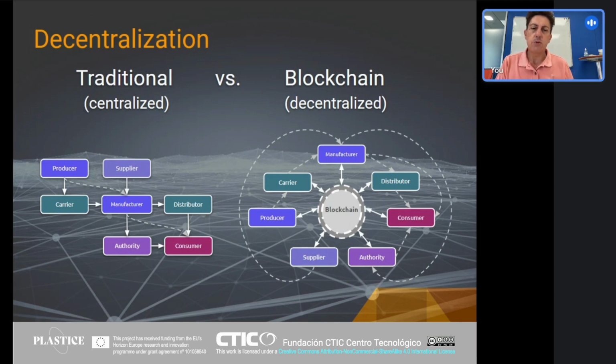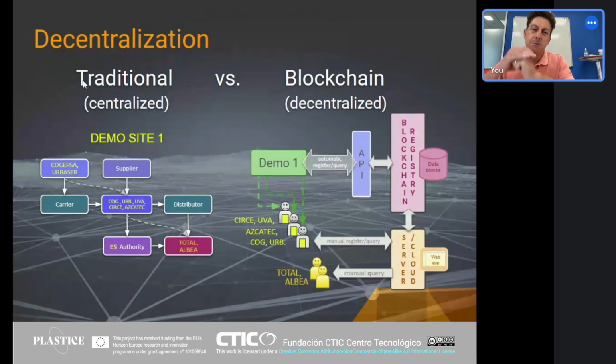And what does blockchain give you? Blockchain goes in the middle. The infrastructure is the middleman, the own infrastructure, where every player, every actor interacts, and obviously can interact directly with any other player. Talking about PLASTICE, I can put more or less all of you in this schema.